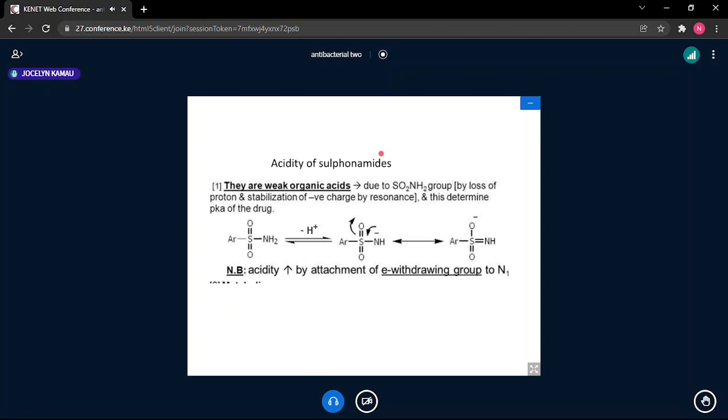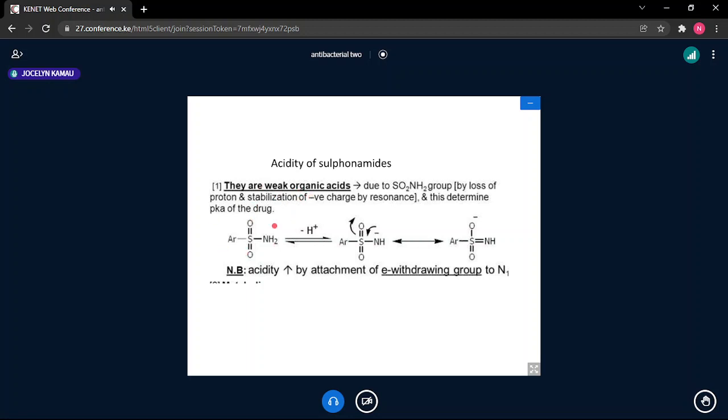So now what we want to demonstrate is how that happens, so you have acidity of the sulfonamides. They are weak organic acids due to this sulfonyl group, by loss of proton and stabilization of the negative charge by resonance, which I have explained. And this determines the pKa of the drug.